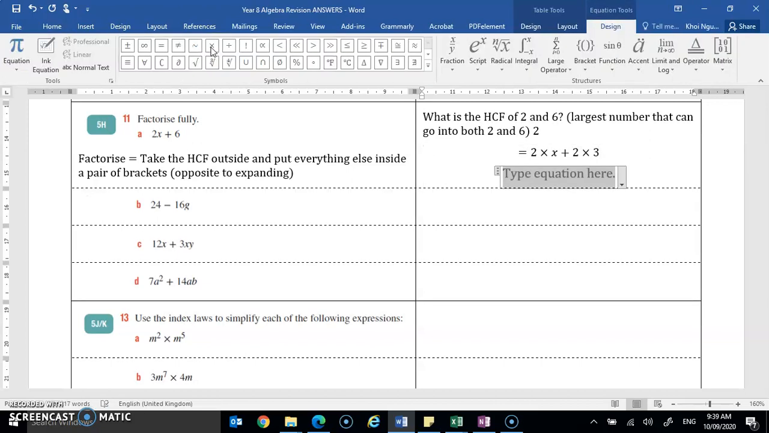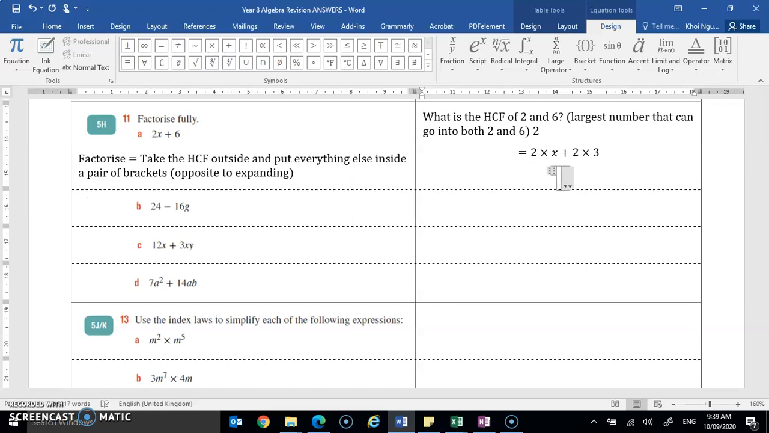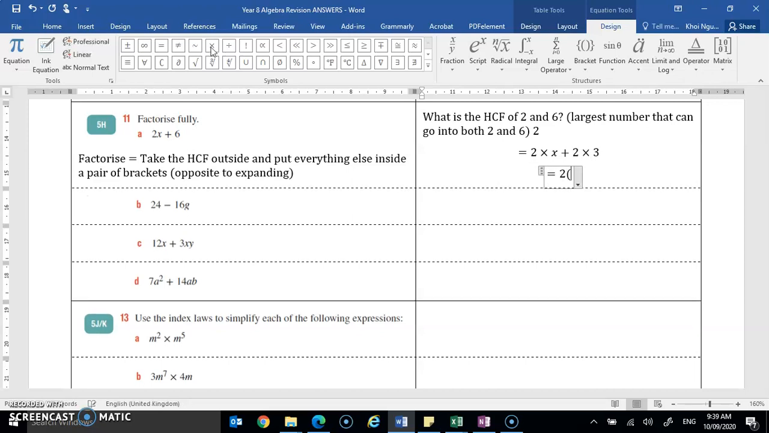And so now what I'm going to do is take the 2 outside and put everything that is left over into the pair of brackets. So what do I have left from the first one? Well, I have x left. Plus, what do I have left from the second one? That is 3. So here we have 2 brackets x plus 3.